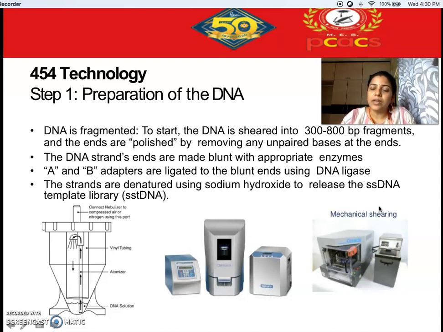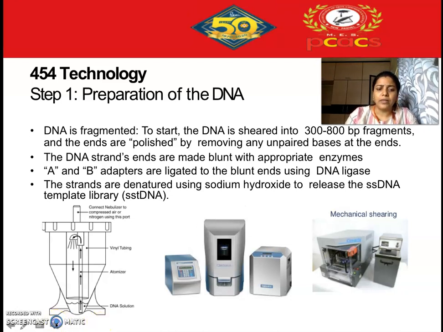Once these blunt ends are produced, they are ligated with two adapters, that is A and B adapters, using DNA ligase. What is the role of the adapters, we will see in the next slide. Once the adapters have been added, the strands are denatured using sodium hydroxide to release the single stranded DNA template libraries.